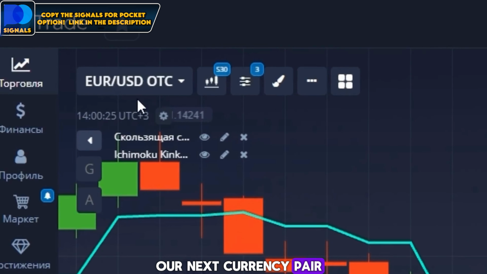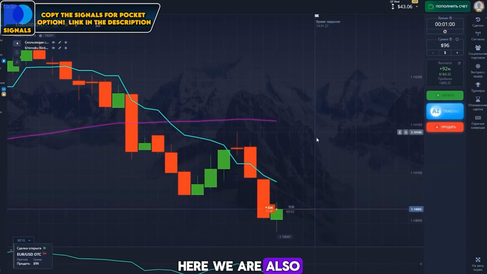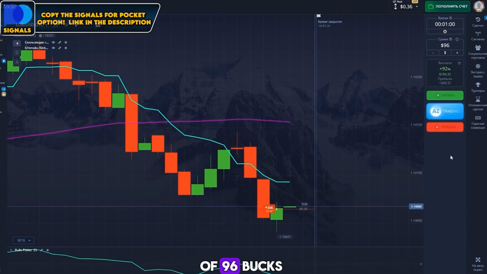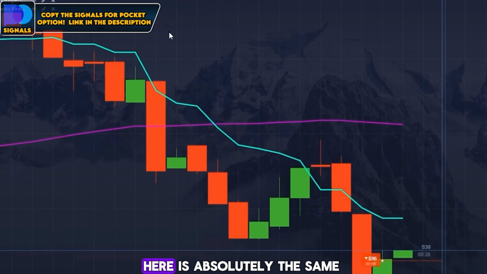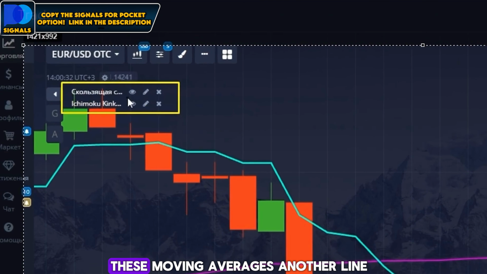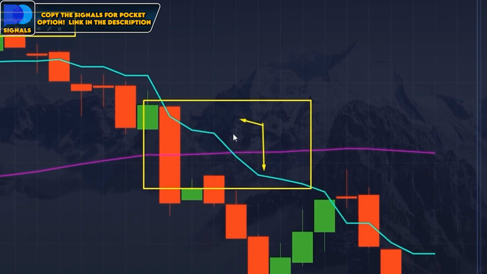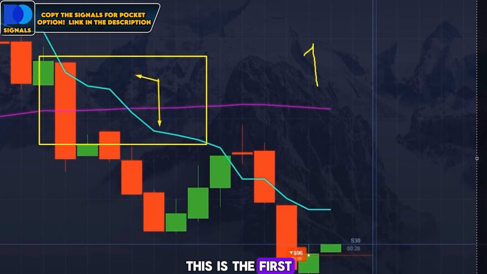We will proceed to our second trade. Our next currency pair is EURUSD OTC. Here we are also taking a trade for a decline for a duration of 2 minutes, but with an amount of $96. And the technical analysis here is absolutely the same as in our previous trade. Let's pay attention to our indicators, these moving averages. You see that they intersect with each other, again from top to bottom. The turquoise line crosses the purple one, but from top to bottom. This is the first signal for a decline.